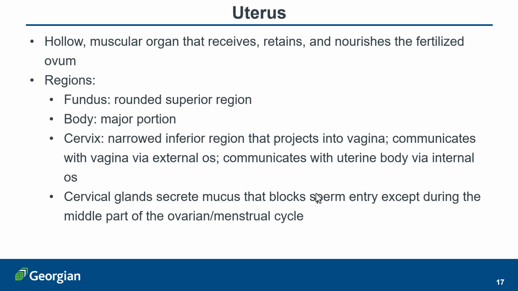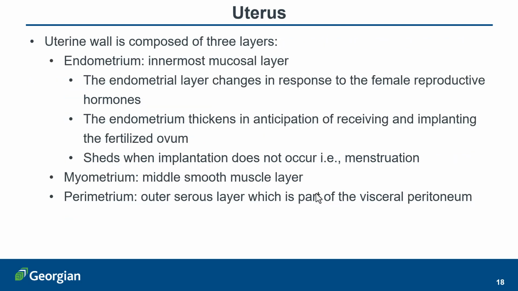This is when the cervical mucus plug will thin. The uterine wall is composed of three distinct layers: the endometrium, which is the innermost mucosal layer, and the endometrial layer or endometrium changes in response to the female reproductive hormones, being estrogen and progesterone. The endometrium, for example, thickens in anticipation of receiving and implanting the fertilized ovum, and we'll see what ultimately causes that, which of the two hormones, estrogen or progesterone.